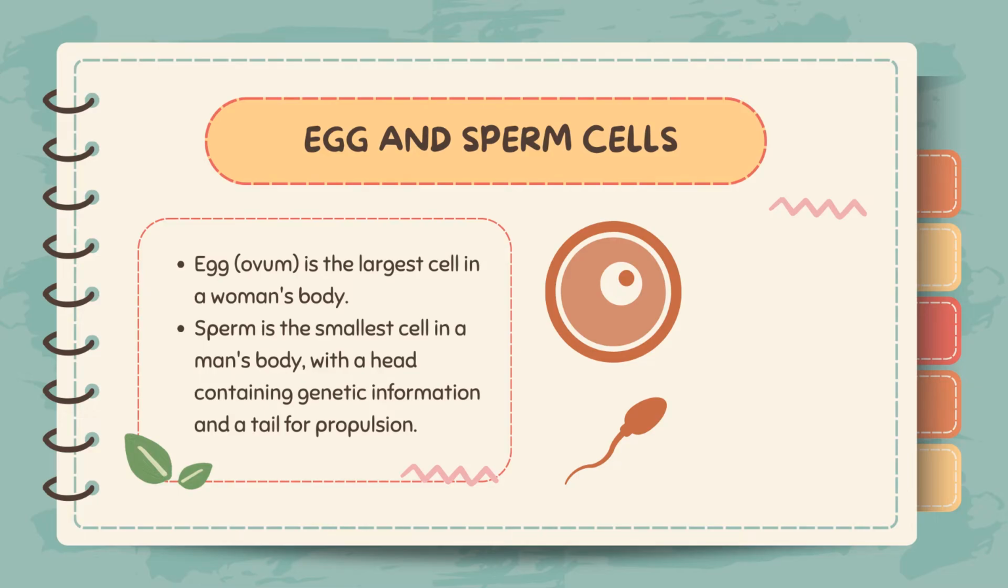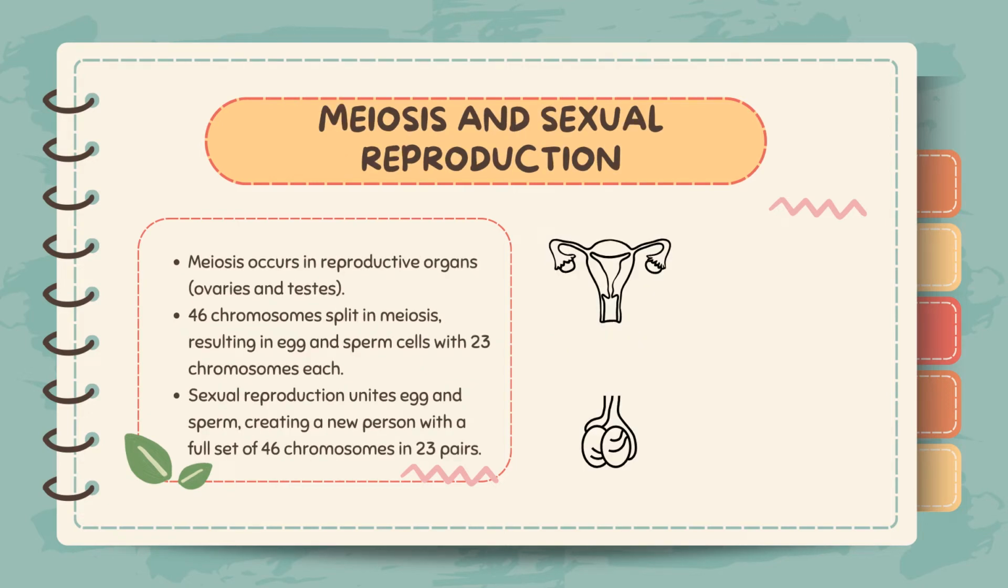The process by which the genetic material of a new person is formed begins when the egg and sperm cells are formed in the reproductive organs of the mother and father, the ovaries and the testes. This happens by a special form of cell division called meiosis. In meiosis, the 46 chromosomes, in total 23 chromosome pairs, are split or halved. When the egg and sperm unite in a process called sexual reproduction, 23 chromosomes from the sperm combine with 23 chromosomes from the egg to produce the full 46 chromosomes for a new person.